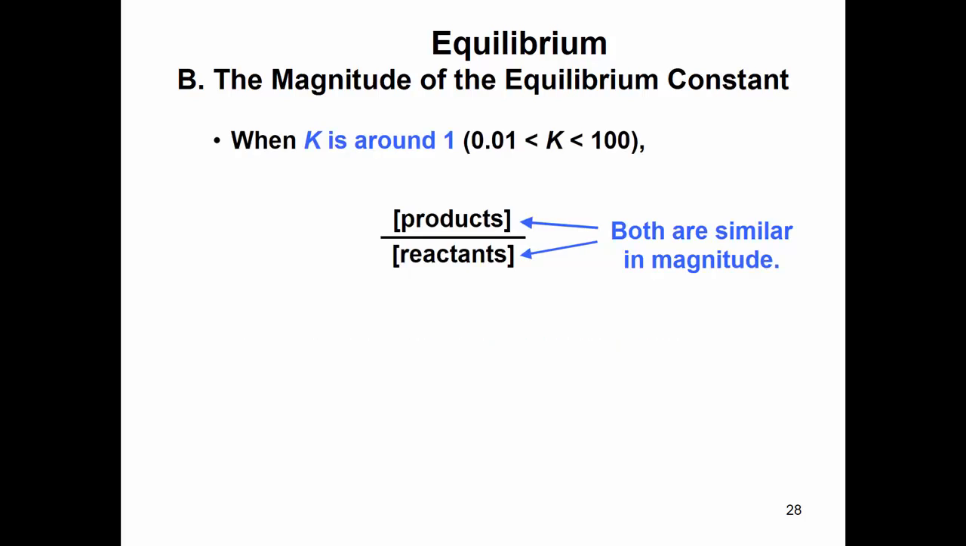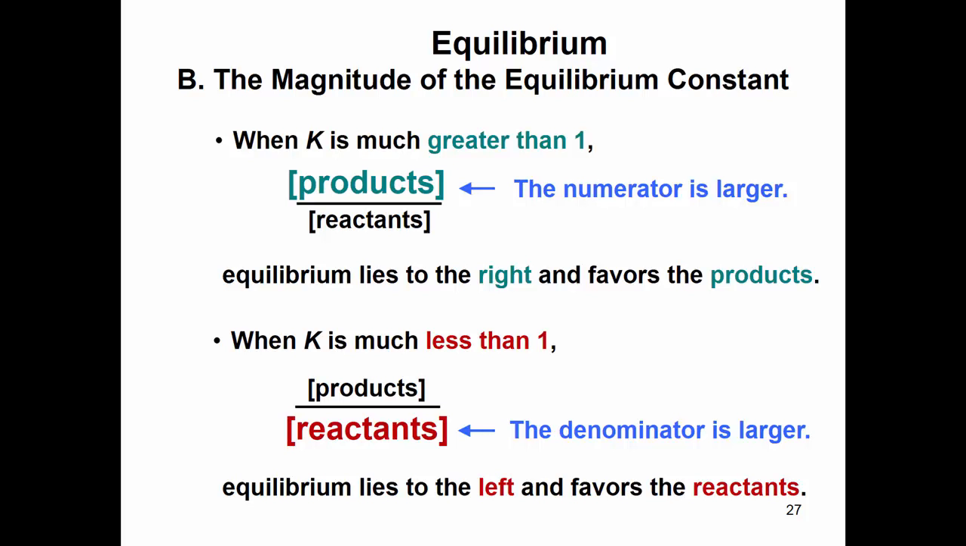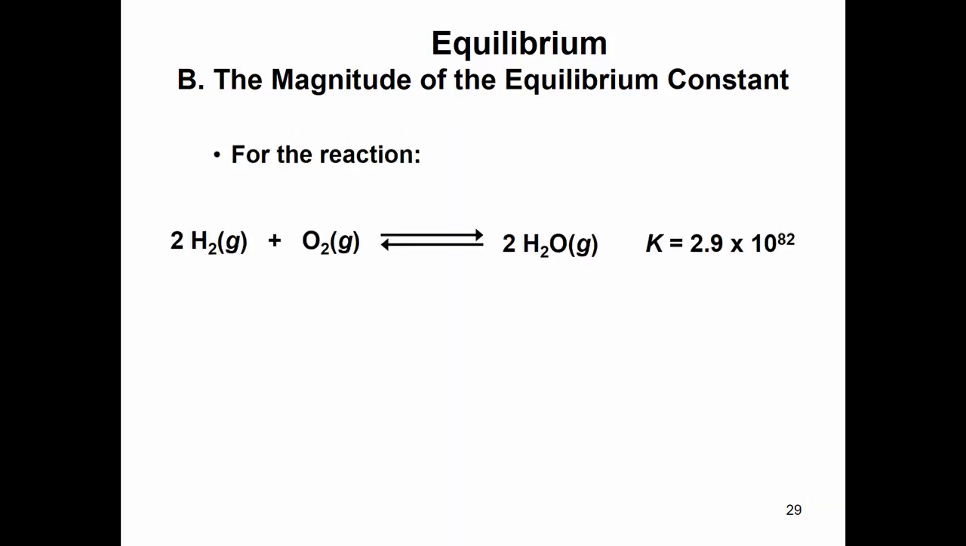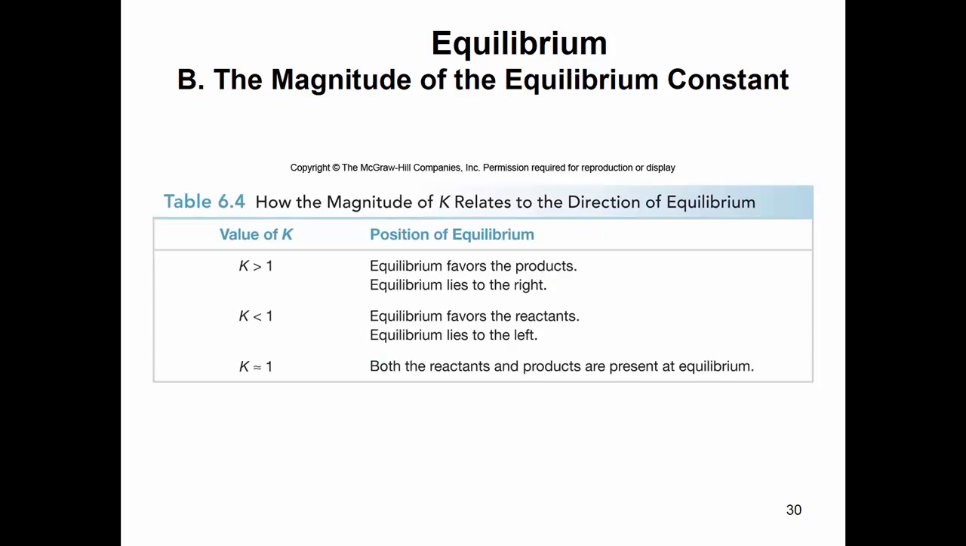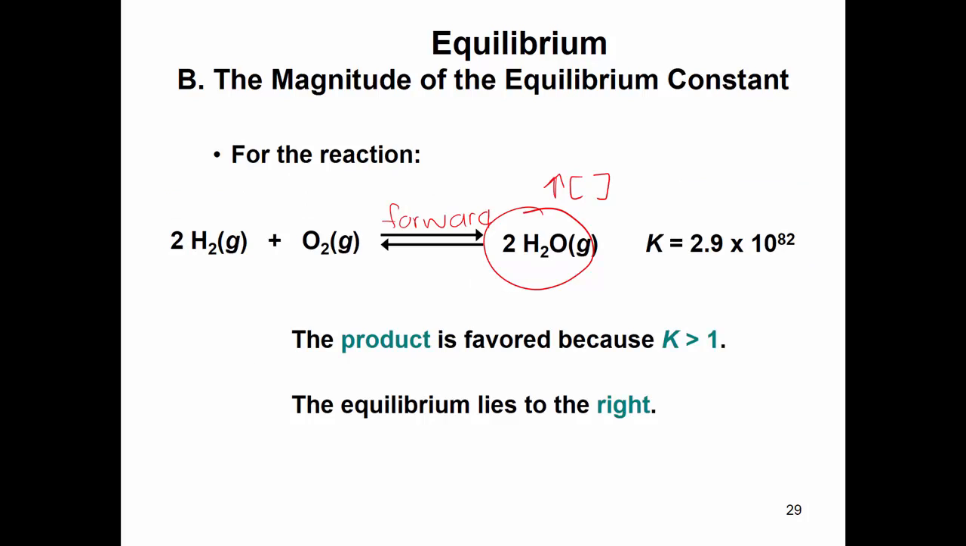I do want to reiterate what this means. If K is greater than 1, the reaction favors the right. This means that I'm going to form more product. If it's going in the forward direction, I'm going to have a higher concentration. I'm going to have more water molecules, more product. That's what that means. And then of course the reverse would be true.